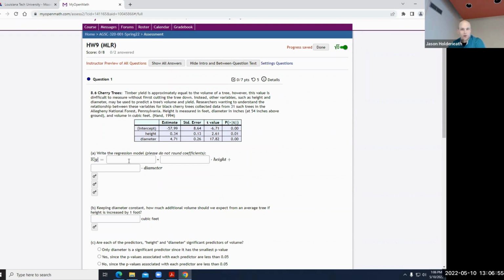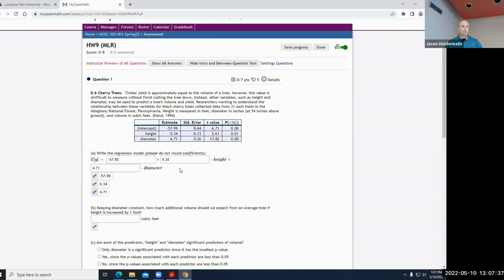So we write the regression model. We need to start with our intercept, negative 57.99, plus 0.34 times height, and plus 4.71 times diameter. So that is the model. That makes sense? Okay.